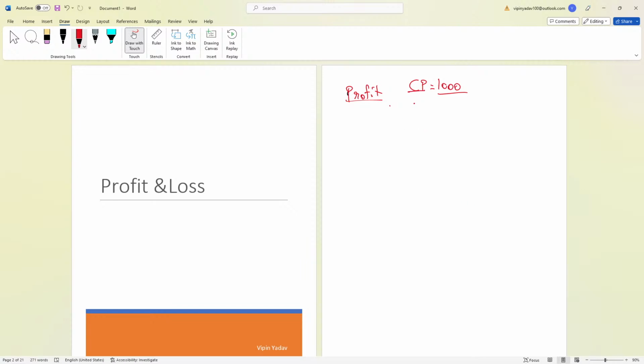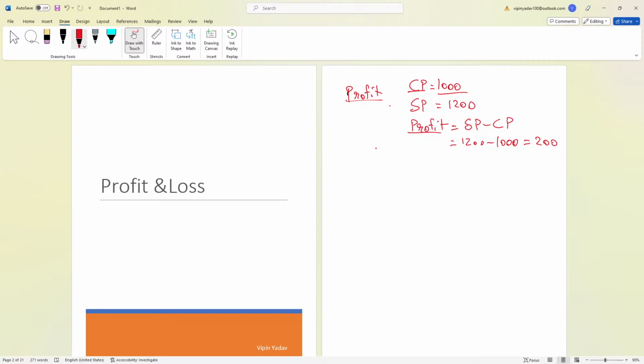Now the shopkeeper is selling it to you at a price of, suppose, 1200. So the selling price is ₹1,200. What will be the profit here? The profit will be selling price minus cost price, which is the benefit to the shopkeeper. So 1200 minus 1000, 200 is the profit that we have got. So this is about profit.